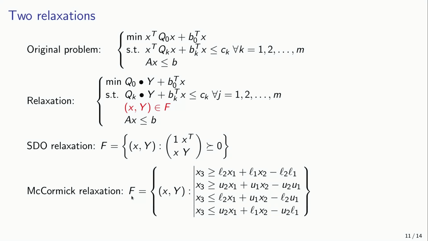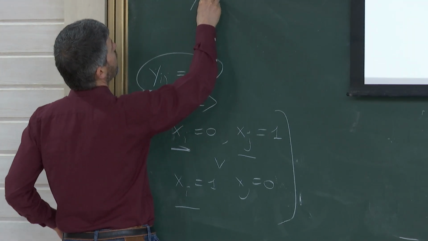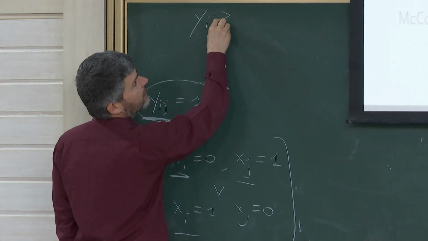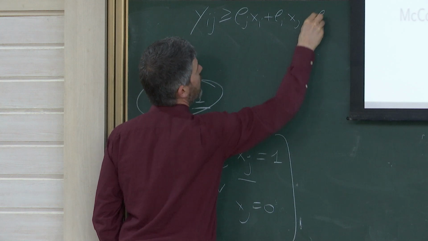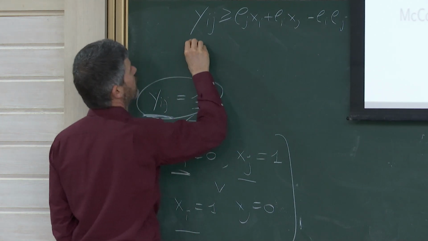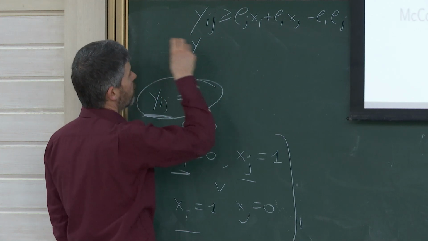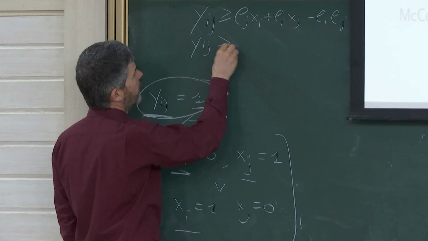In the McCormick relaxation instead, the set F is simply the set of x and y such that... okay, I copied this from another slide and it should have been different. So this is not x3, this should be yij, this should be lj times xi. So they should have been rewritten as yij, this is a last minute change as usual, greater than or equal to lj times xi plus li times xj minus li lj. Again, these are McCormick inequalities and they should be already in your head by now.